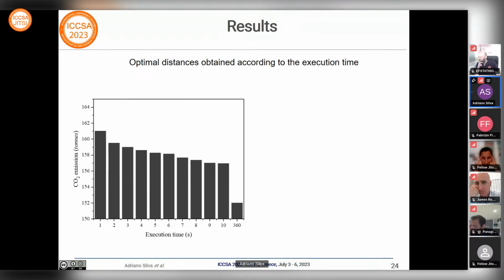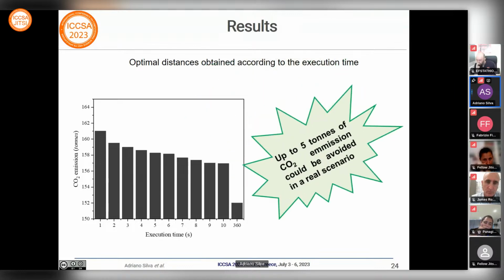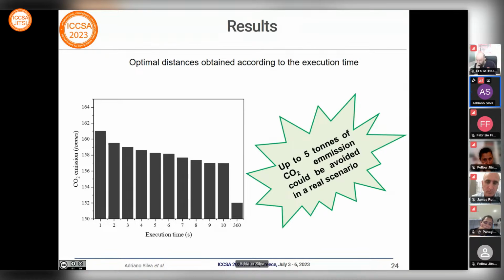I have also evaluated the CO2 emission considering the distances run for each one of the execution times. As you can see, the graph is pretty much similar to the other one, but here I'm speaking in terms of CO2 emission, which is very important environmentally speaking. There is a significant reduction of the CO2 emission as expected, but in numbers, this would mean up to 5 tons of CO2 emissions that could be avoided just by increasing the execution time from 1 to 10 seconds, which would not hinder the application of this algorithm for dynamic situations.